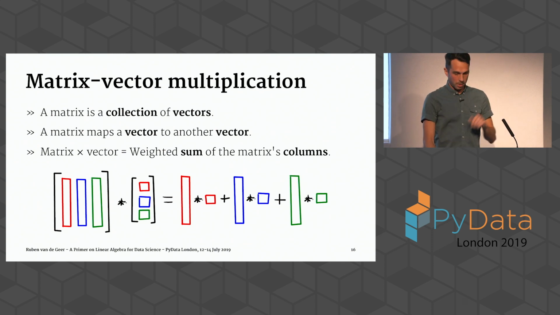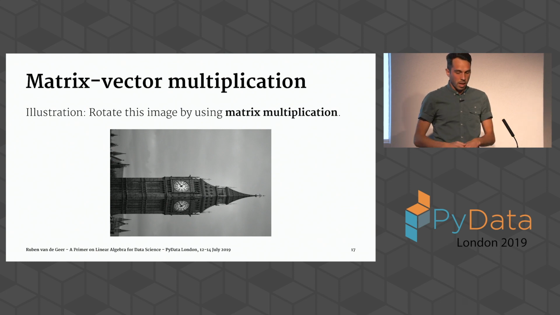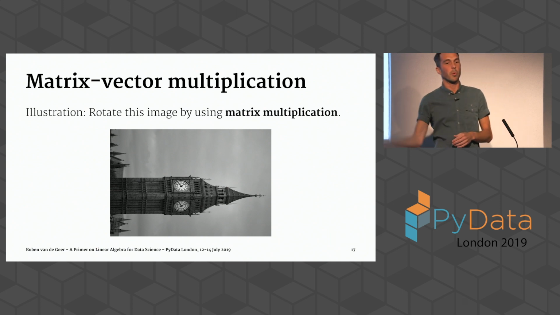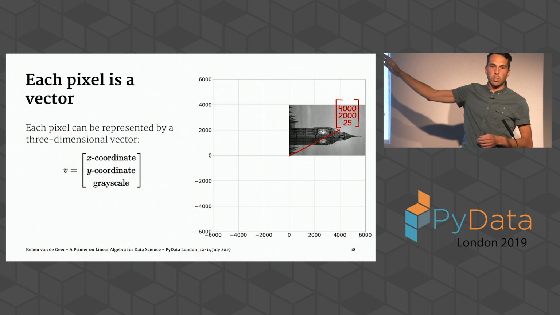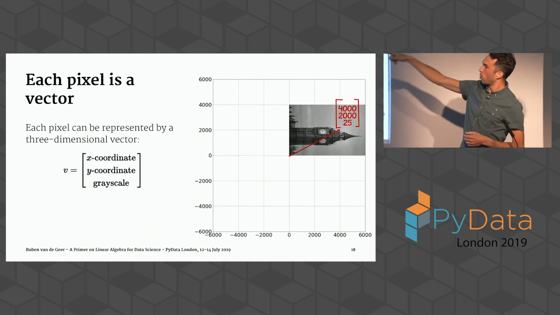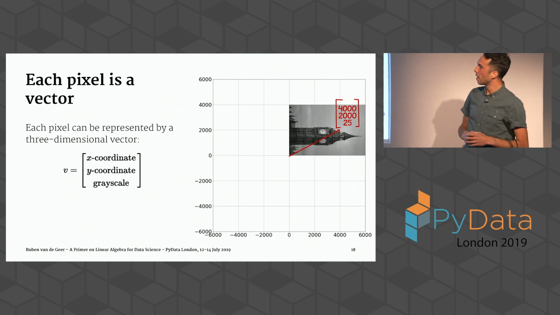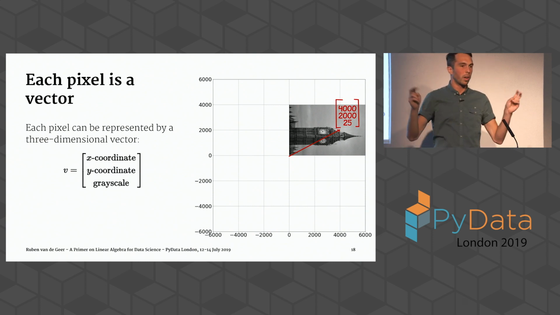Is this clear so far? So we're going to illustrate now how this matrix vector multiplication works by rotating this image by 90 degrees, because clearly this image is rotated and we would like to point it upwards because it's not of any use now. So we represent every pixel in this picture by a vector. The first element of the vector is the x coordinate, on the horizontal axis. The y coordinate is the vertical place, and the third one is the grayscale. That indicates how gray, how black, or how white this pixel is.